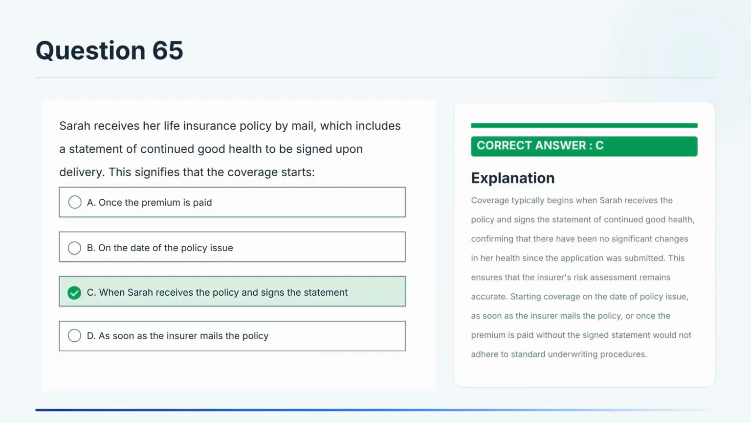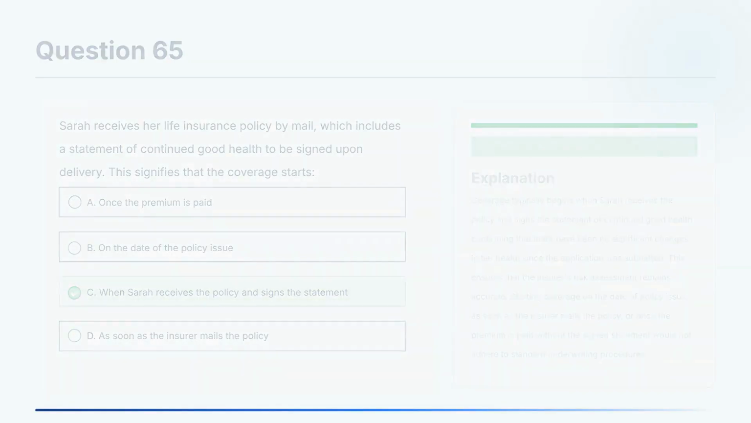When Sarah receives the policy and signs the statement. Coverage typically begins when Sarah receives the policy and signs the statement of continued good health, confirming that there have been no significant changes in her health since the application was submitted. This ensures that the insurer's risk assessment remains accurate. Starting coverage on the date of policy issue, as soon as the insurer mails the policy, or once the premium is paid without the signed statement would not adhere to standard underwriting procedures.